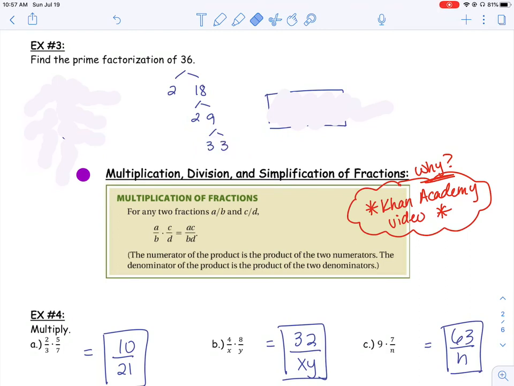So we could say that the prime factorization of 36 is all of the different prime numbers that multiply to give us 36. That is 2 times 2 times 3 times 3. All the prime numbers that multiply to give us 36. So you could do a tree diagram, like a factor tree. Or some of you might want to organize yourselves a little bit better so you don't get confused.